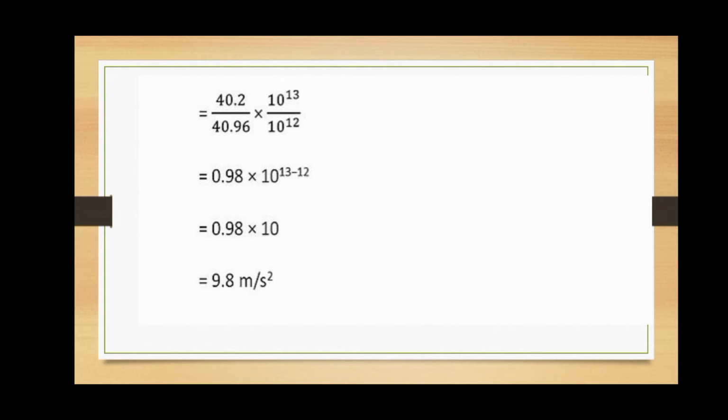The acceleration produced by the Earth is known as acceleration due to gravity and is represented by the symbol g. So by writing g in place of a in the above equation, we get g is equal to G M by r square.